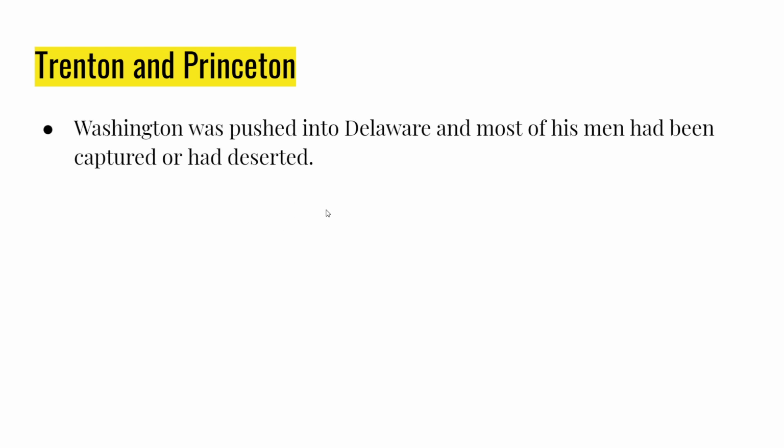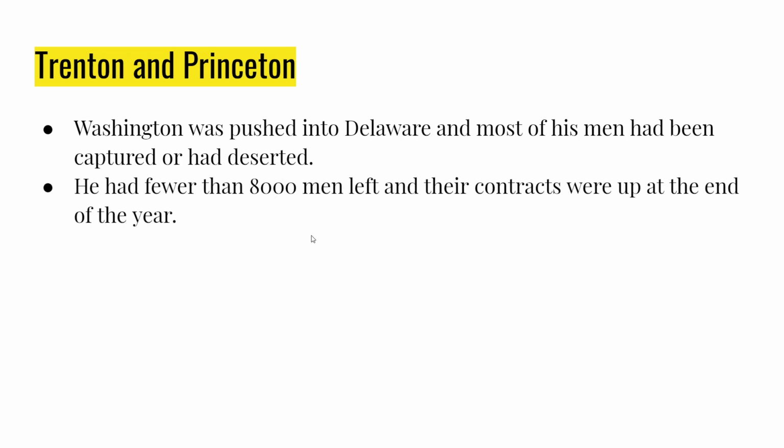All right, so following the invasion of New York, George Washington's back is against the wall. Okay, he's running away from the British. He's been pushed all the way to Delaware. Most of his men have been captured or they had run away from the army, and he's got less than 8,000 men left.